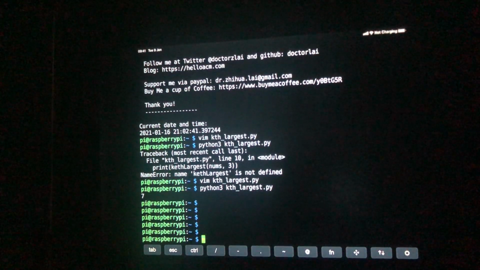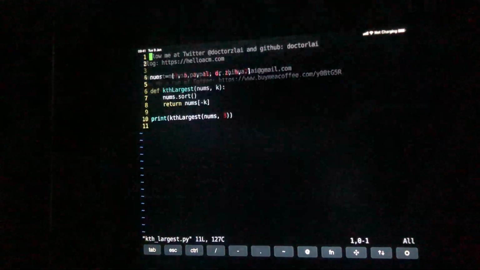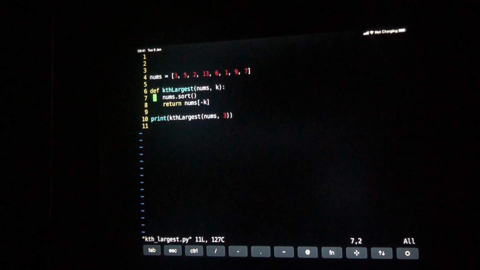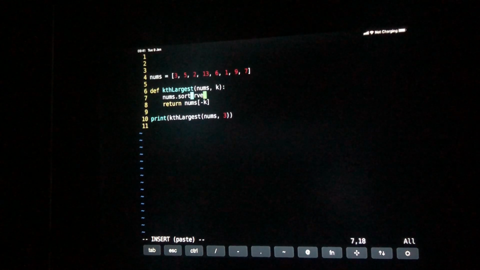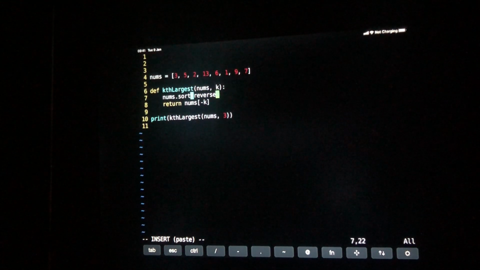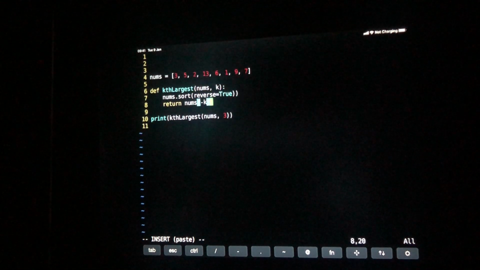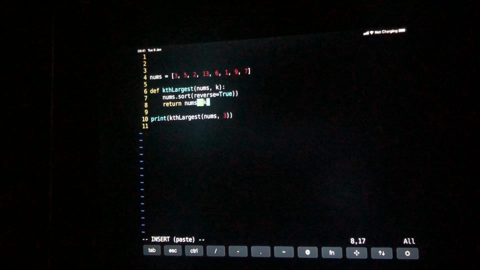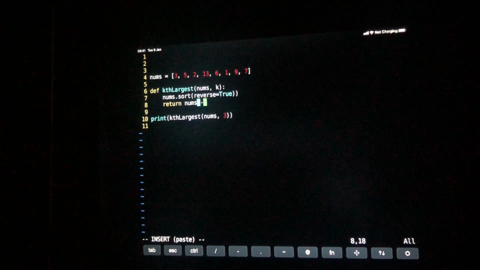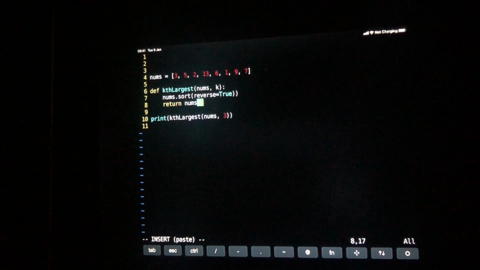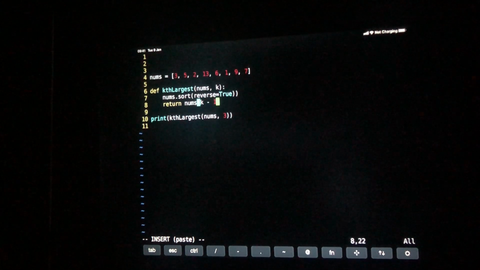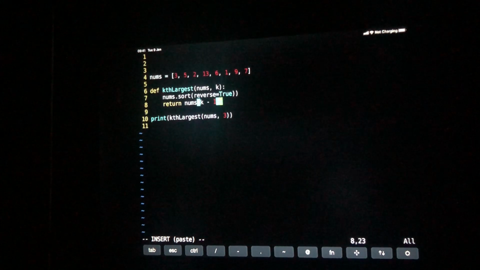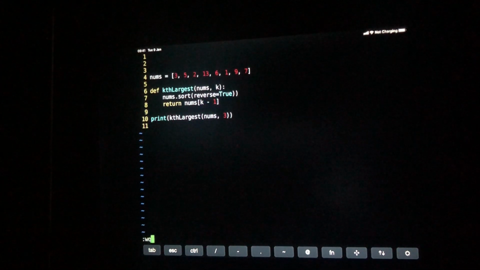Seven. Alright? And you can do this using sort the other way. Tell me what should I do? Reverse. When I say reverse equals true, it is sorting from the biggest to the smallest. So what should I put here? K minus 1, because it starts with a 0. Am I right? Let's try if it still prints a 7.